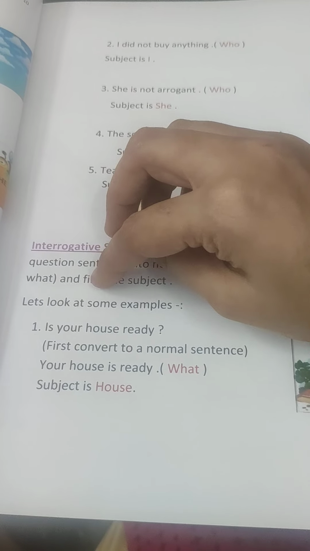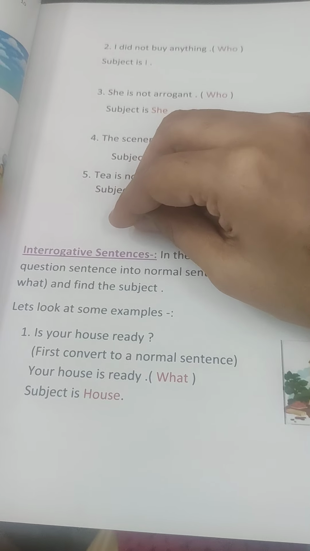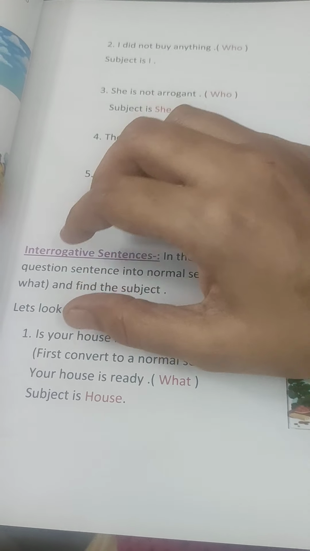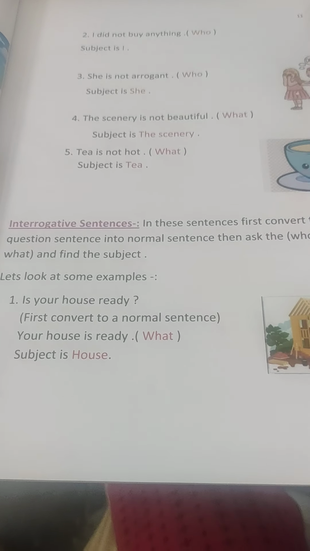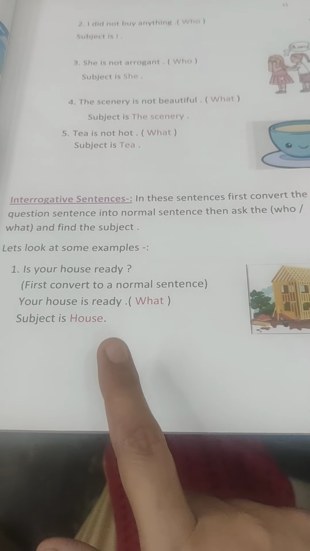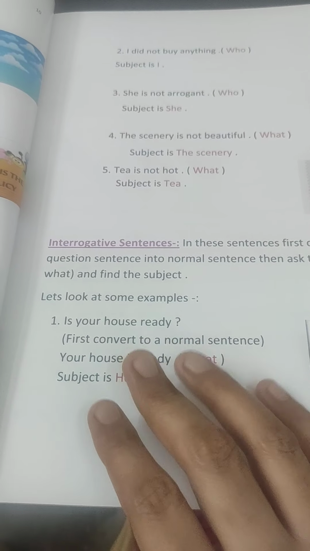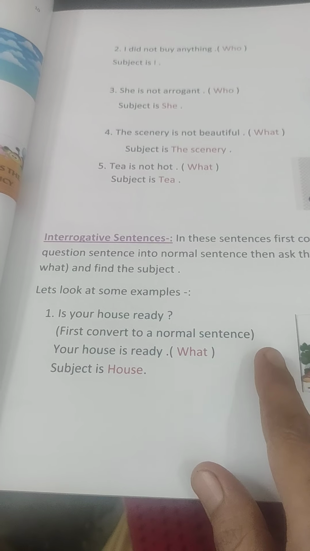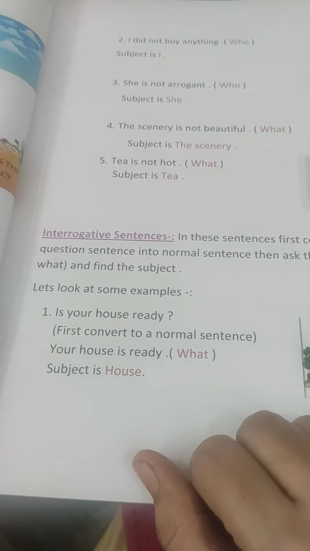So to convert an interrogative sentence into a normal assertive sentence, what you need to do is the question word or the helping verb which is at the beginning of the sentence, you place it in between the sentence to make a meaningful sentence. Then ask the question like who or what. I will explain it with an example. Is your house ready? First of all, you need to convert this into a normal sentence. So normal would be your house is ready.